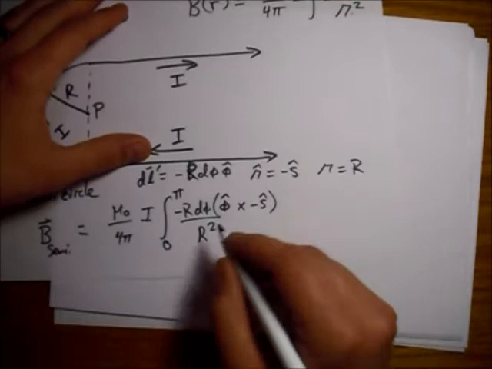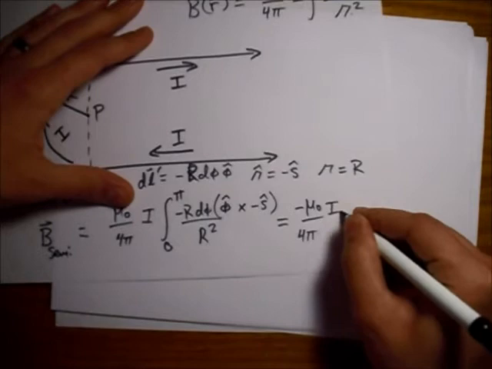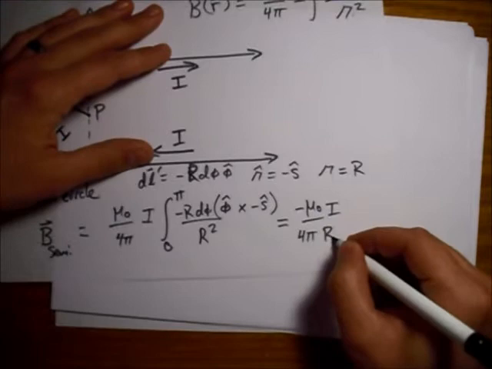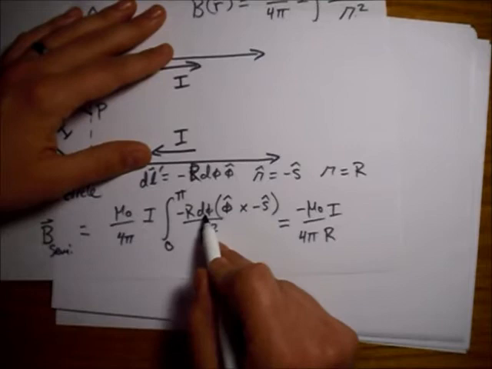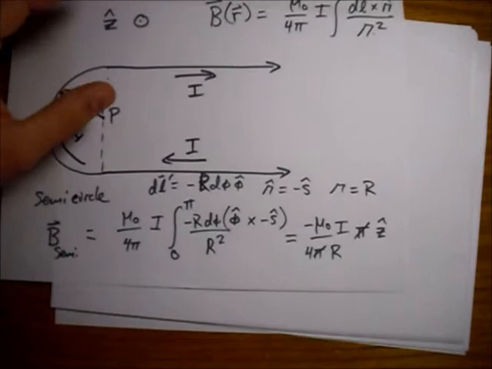Okay, let's just write this out. So we have a minus mu naught over 4 pi. We have an I. Okay, we got this minus sign out already. We need one r down on the bottom. We need a pi from our integral of d phi, and then we need a z hat from this cross product. Pi, z hat. And of course this and this can cancel.